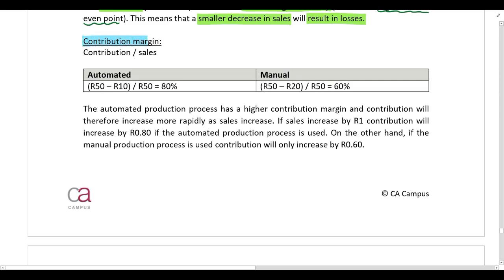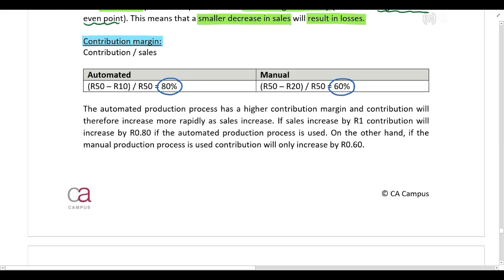Then if we look at the contribution margin, the automated production process has a contribution margin of 80%. So that means if sales increase by R1, contribution will increase by 80 cents. On the other hand, the manual production process has a contribution margin of 60%. So that means if sales increase by R1, contribution will only increase by 60 cents. So if sales are increasing, the automated production process will outperform the manual process.